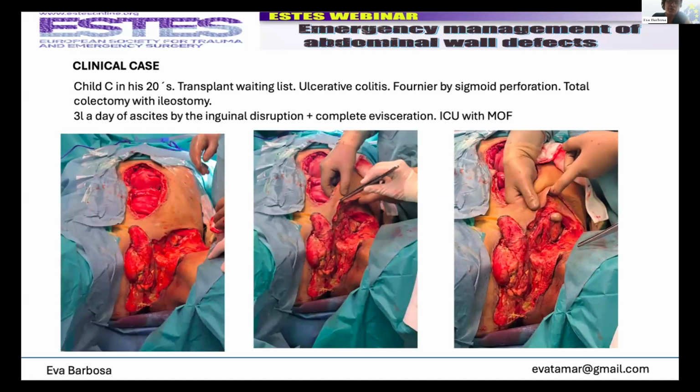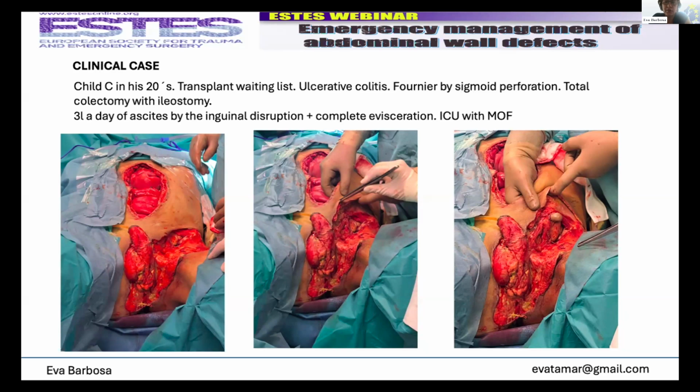He has ulcerative colitis, and because of that, he has liver failure. He's a Child C. He's on a transplant waiting list, and his ulcerative colitis was also not efficiently managed, and he got a sigmoid perforation and a Fournier from that.